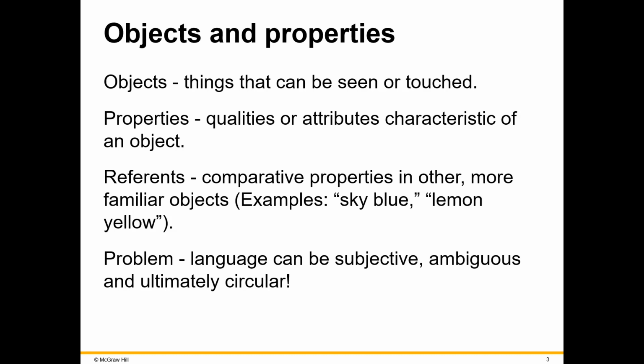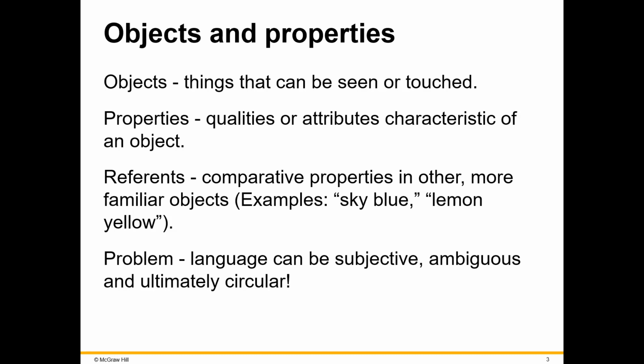Objects are things that can be seen or touched, such as a tree, and properties are qualities or attributes characteristic of an object. The tree is rough or brown or tall. And then we could also use something known as a referent, which is a comparative property in other more familiar objects. In other words, we wouldn't just say blue. The referent would be the thing that we are referring to, the sky. And so sky blue, sky would be the referent.